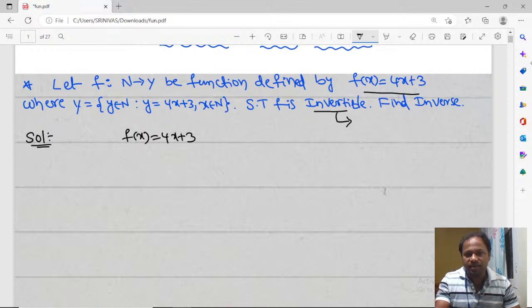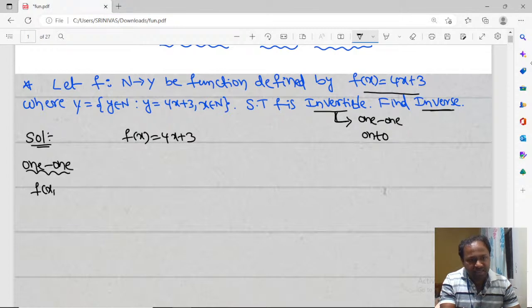Invertible means that it should be 1-1 as well as onto. After that, then only we can say that f is a bijective function, it will be invertible. We need to find the inverse after that. Very easy problem. So I will write like this, 1-1. So we have the 1-1 property, that is whenever images are equal, f of x1 is equal to f of x2, elements should be equal, x1 is equal to x2, then only we can say that the function is a 1-1 function.